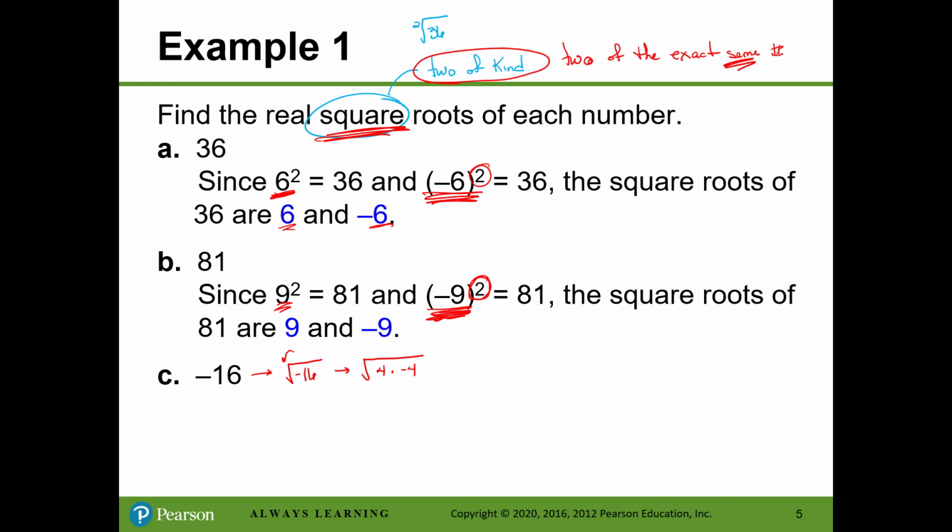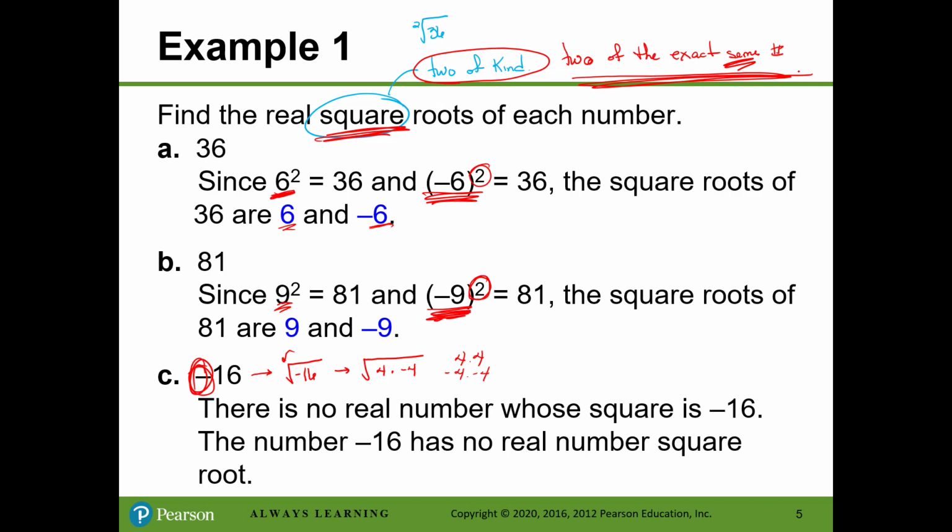And if you're like, well, what about 2 positive 4s? Well, that's great, but that doesn't give me a negative 16. Well, what about 2 negative 4s? That's great, but it still doesn't give me a negative 16. So my question is this. Do I have 2 of a kind? Do I have 2 of the exact same number that will multiply to a negative 16? Correct, the answer is no.